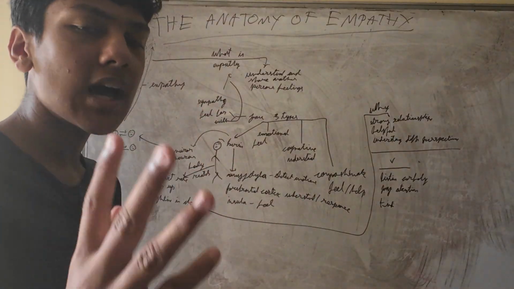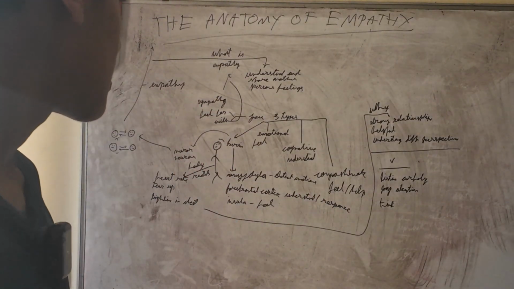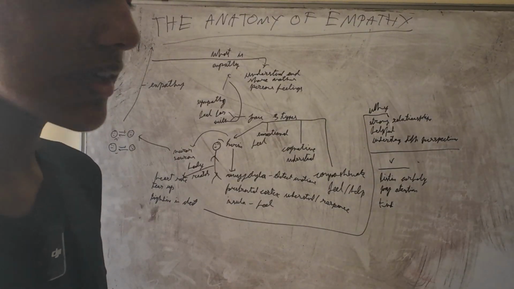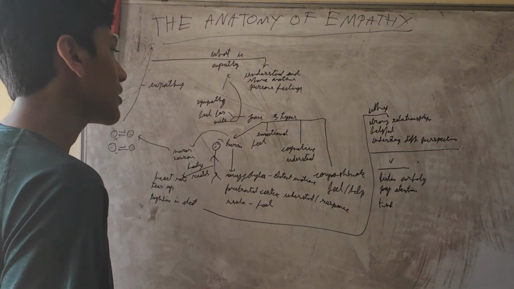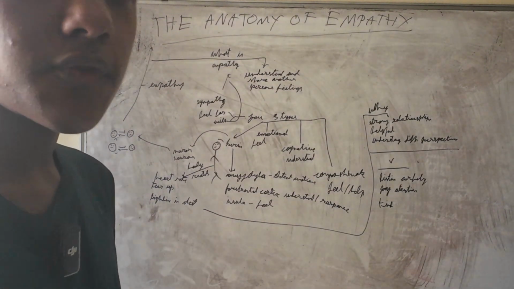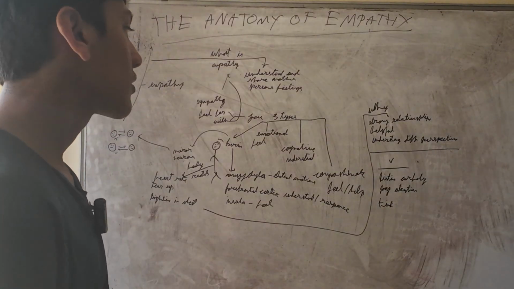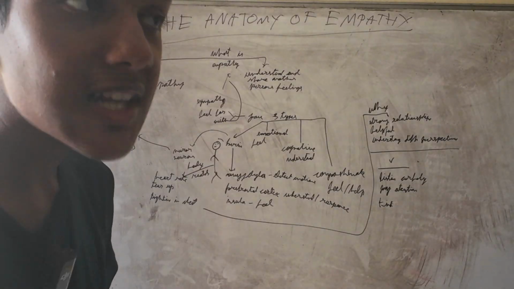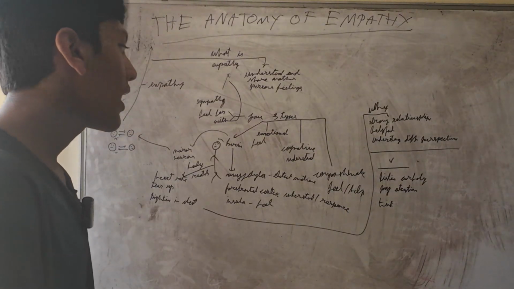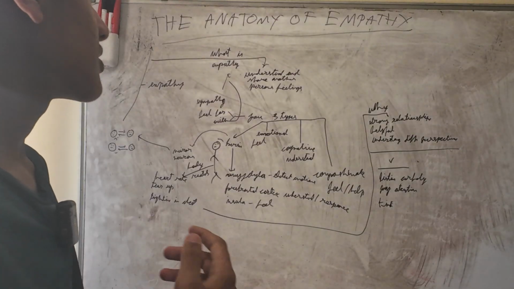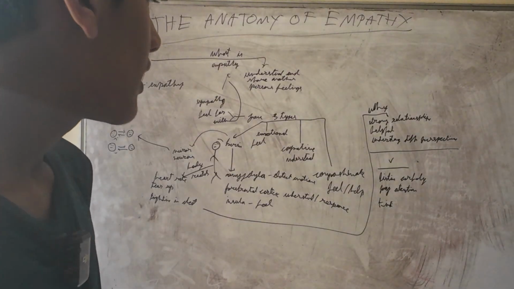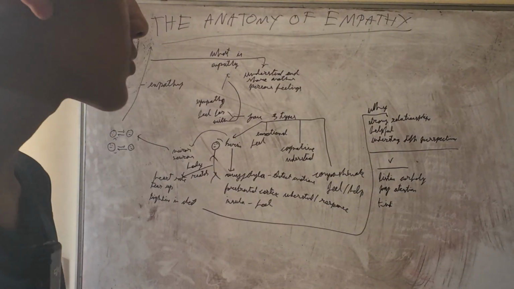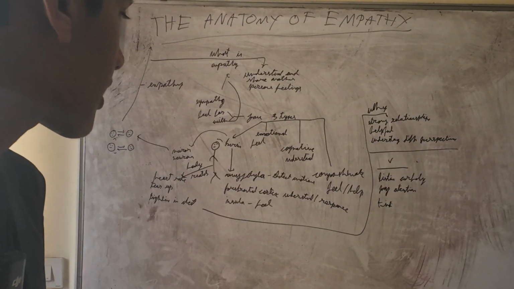Now, there are three types of empathy, okay? There's emotional, cognitive, and compassionate empathy, okay? Now, emotional empathy is the type of empathy where you feel for someone, okay? Cognitive empathy basically allows you to understand what they're feeling, and what you say. And the final type of empathy allows you to not only feel for them, but you also want to help them. That's why it's called compassionate empathy, okay?